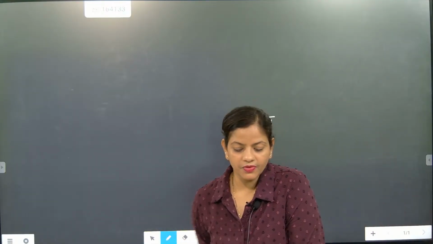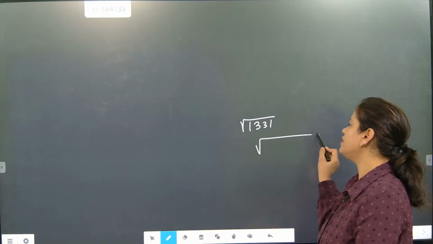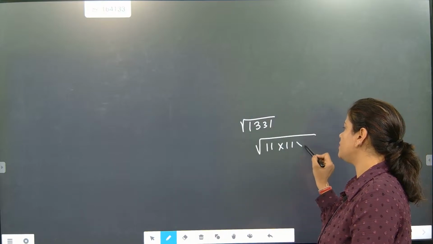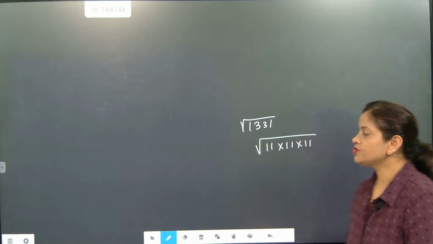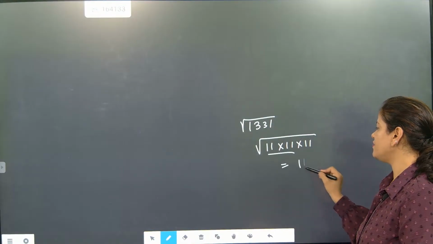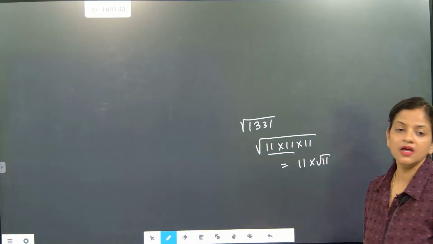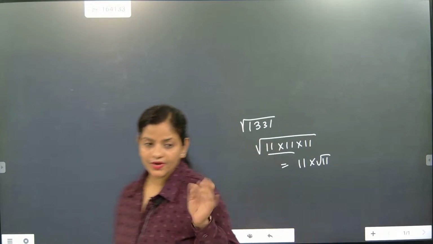It's irrational number. Very good. Irrational, non-terminating, because here it is 11 into 11 into 11. So three 11s are coming, so one 11 will come out and one 11 will be left. Understood? Now one question is there.